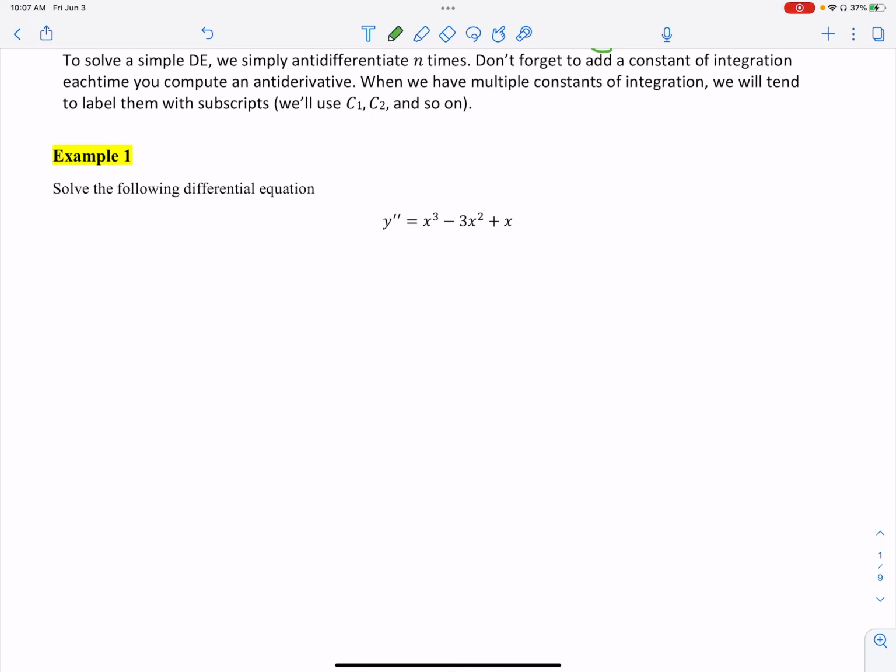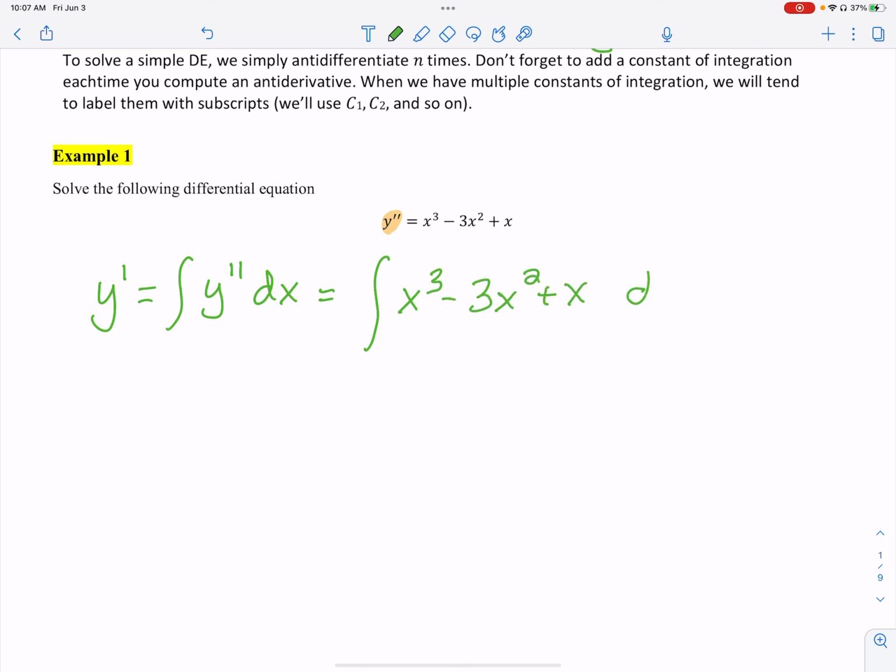All right, let's solve this. Notice it says the second derivative is equal to that. We don't have multiple derivatives. We have one derivative equals something, so I can work backwards. If I wanted just the first derivative, then to get the first derivative, I take the integral of the second derivative with respect to x. So I'm just going to plug it in. That's this whole function here, dx, and I just integrate.